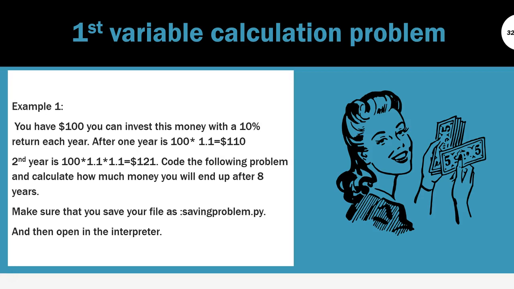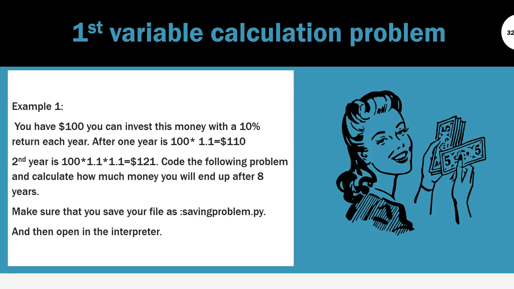Example 1, we have $100 that you can invest with a 10% return each year. After 1 year, you can see that I already did the calculation for you. It's $100 times 1.1. You get a return of $110. On the second year, of course, you're going to multiply your $100 investment times 1.1 and times 1.1 again. That will give you $121.